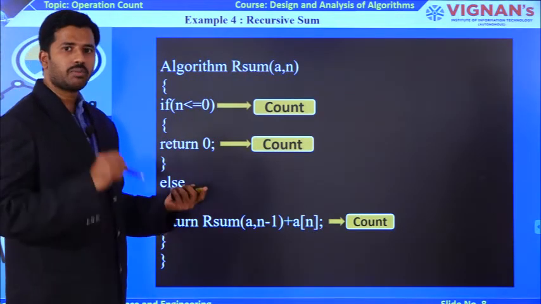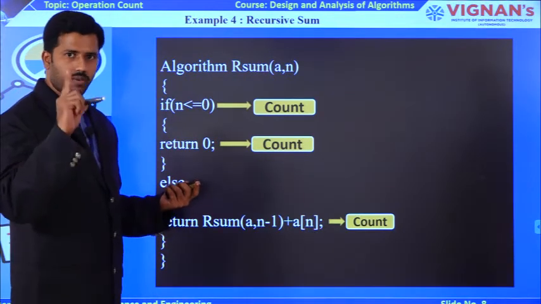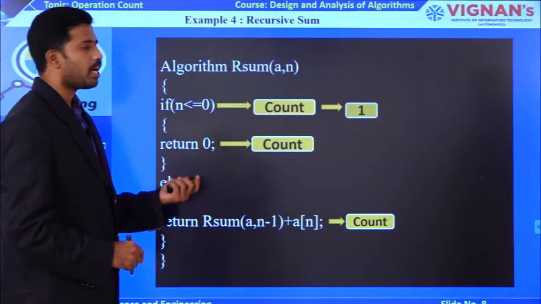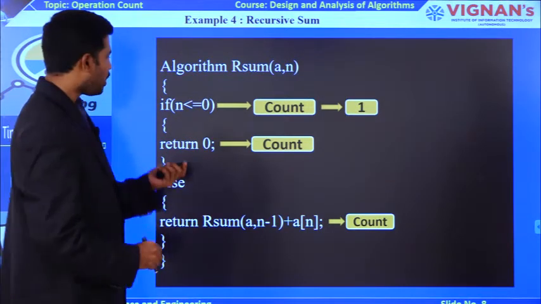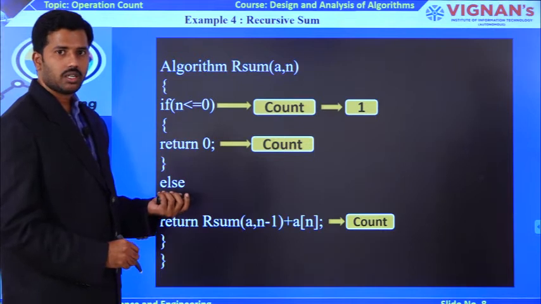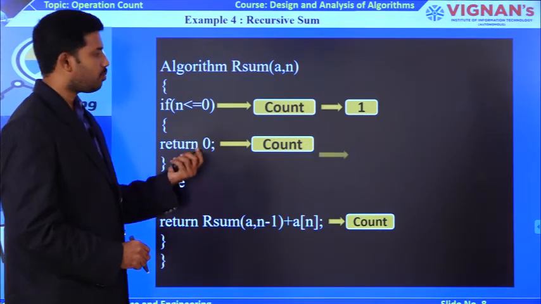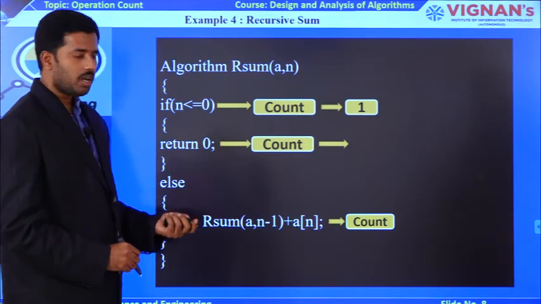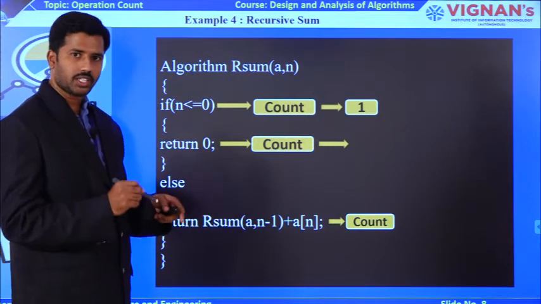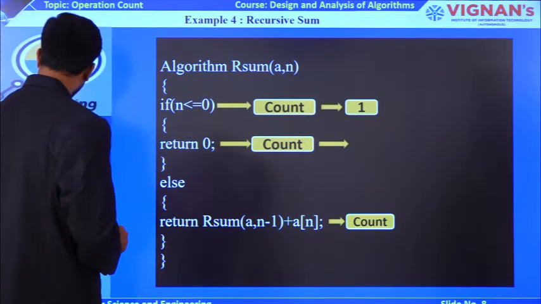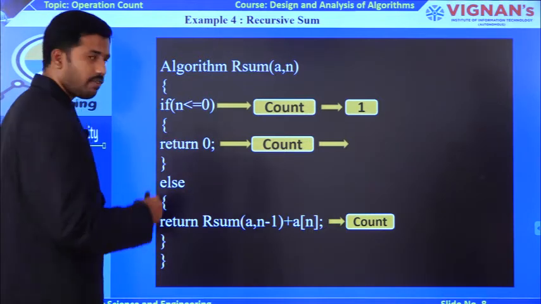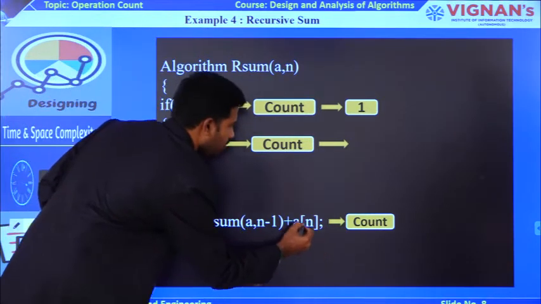How many times are you verifying the n value? Only one time, and the value that is going to be updated to the first count variable is 1. And how many times are you returning the result, which is 0? Only one time. Now coming to the third count variable, for every function invocation, how many values are you retrieving?